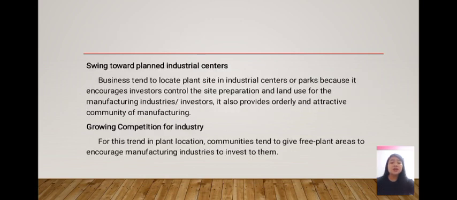The third one is the swing towards planned industrial centers. Businesses tend to locate in planned sites in industrial centers or parks because it encourages investors, who control the site preparation and land used for the manufacturing industries or investors. It also provides an orderly and attractive community of manufacturing.